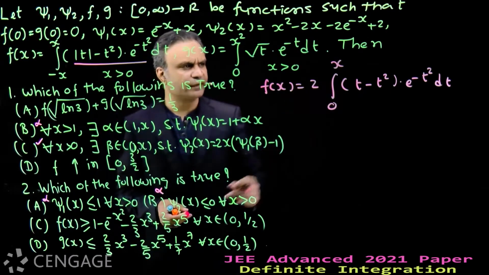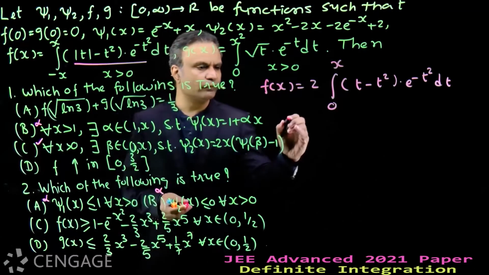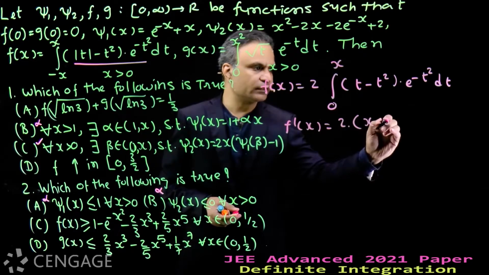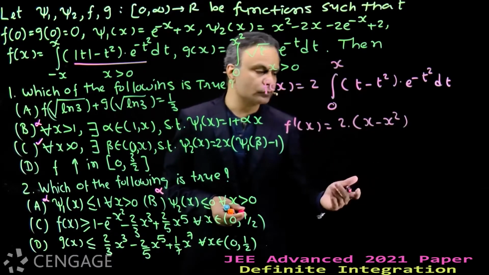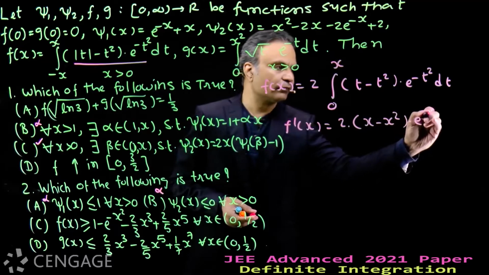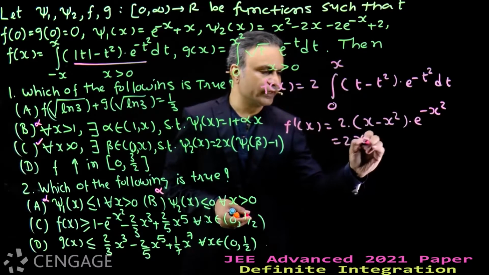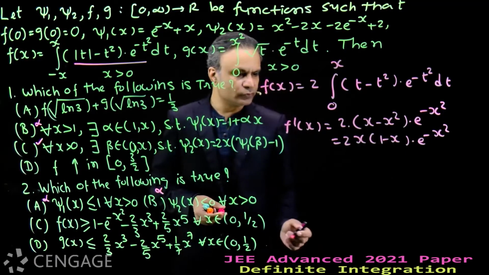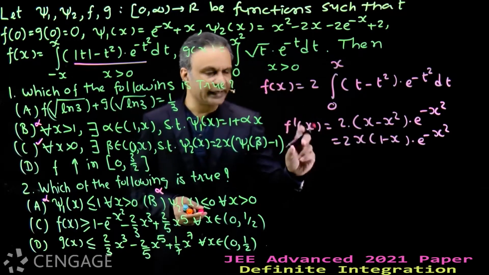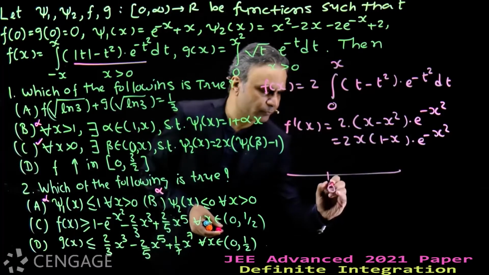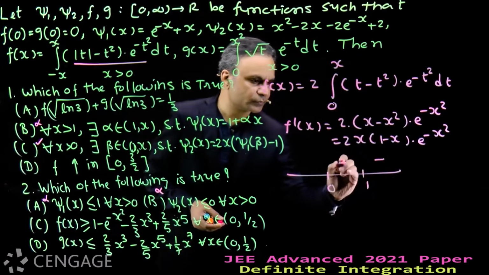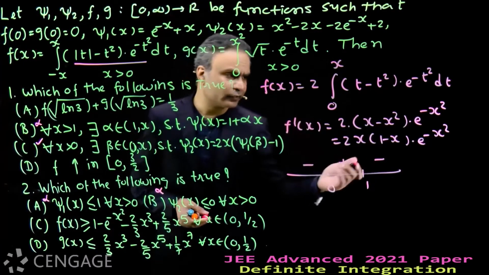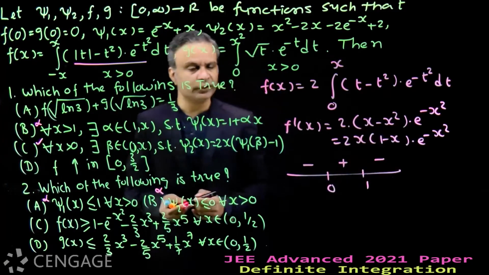Let's first analyze function f(x). We find the derivative of f(x). The derivative is 2 into (x minus x square), using the Leibniz rule, into e^(-x square). This is 2x times (1 minus x) into e^(-x square). We use the sign scheme method to check the sign of the derivative. We have critical points 0 and 1. Signs will be minus, plus, minus, because here the coefficient of x square is negative.